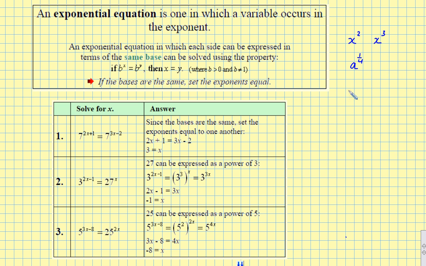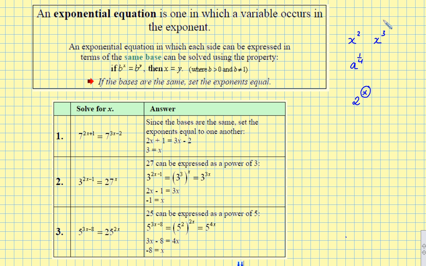Now what we're going to be taking a look at is situations where our unknown, or our variable, is no longer found in the base, but is now found in the power. And we need to solve for the value of x or y or z or whatever that power may be. We need to solve for it in the power as opposed to in the base.